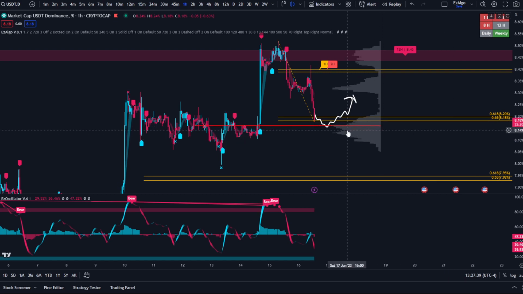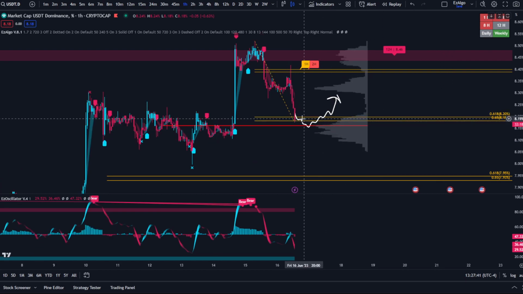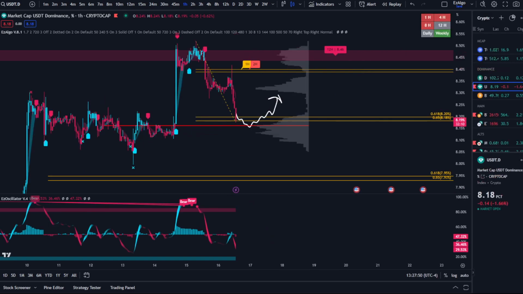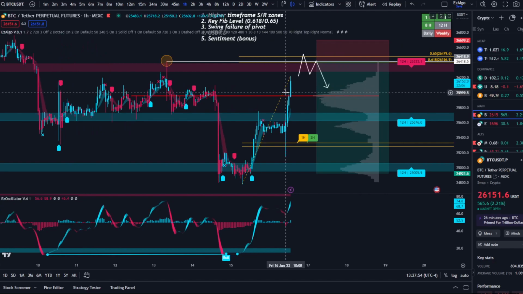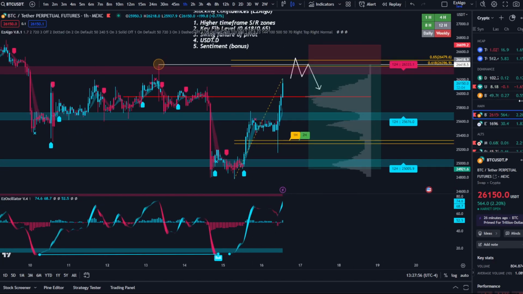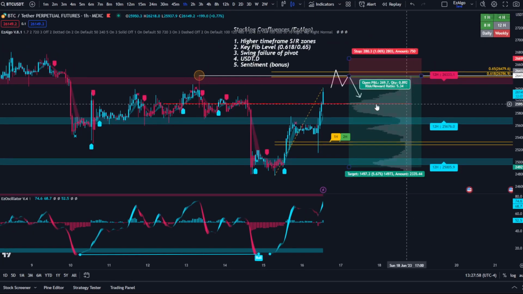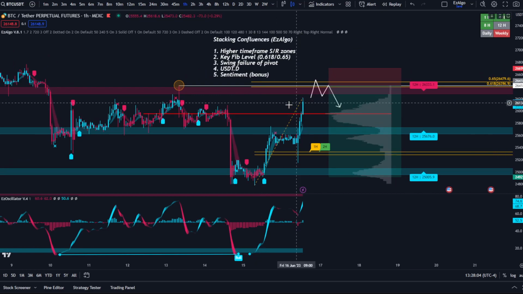So if you're looking at the USDT dominance and see, in this case, we're at a golden pocket from this swing low to this swing high and a point of control, I'm expecting some sort of bounce from here, which adds confluence to my Bitcoin short because, okay, if I'm expecting some sort of bounce on the USDT dominance, I'm going to expect the inverse on Bitcoin. So in this case, that would be a short position, and that lines up perfectly with the level that I have in mind.